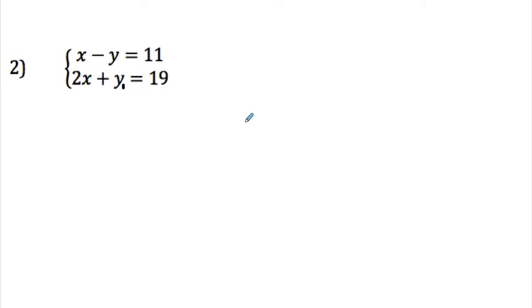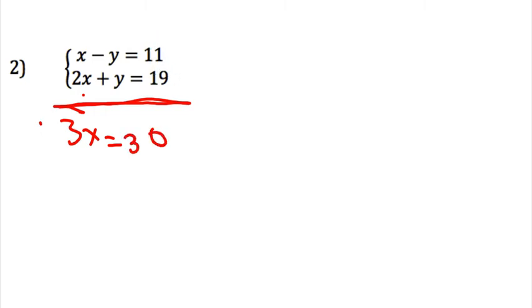Again, same number in front of the same variable with different signs. Do you notice something here? Well, my x has this is a 1x and this is a 2x. This one is a negative 1 and this one is a positive 1. So negative 1 and positive 1, that means the y's will cancel. So add every column. X plus 2x is 3x. Y plus y is 0. So equals 11 plus 19 gives me 30.